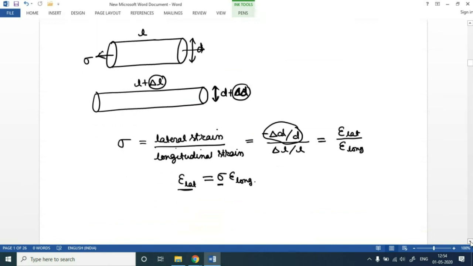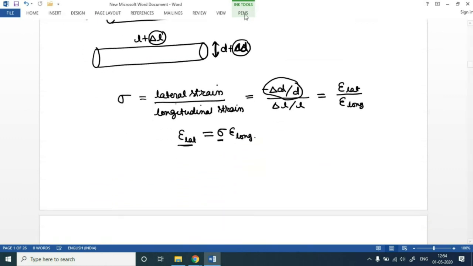One simple case I am going to discuss over here: for an incompressible material, can we find out the value of σ? The idea is very simple. An incompressible material simply means that if it is deformed, although its dimensions will change, with some longitudinal strain and some lateral strain, δV will be equal to 0. Volume will not change.